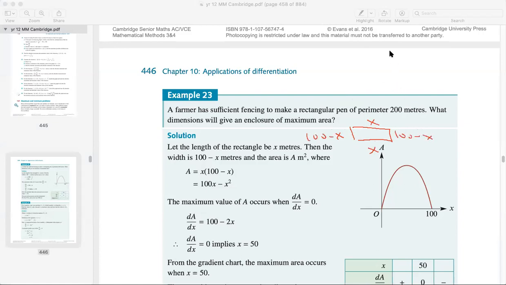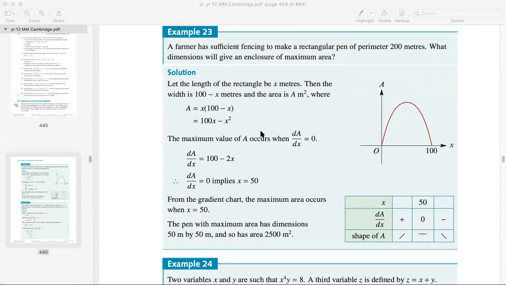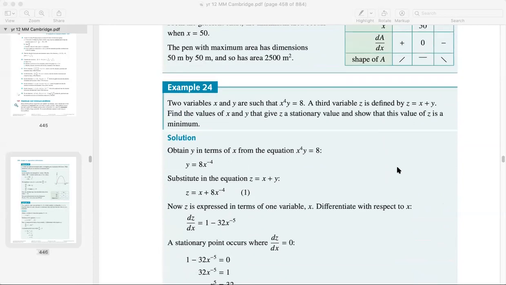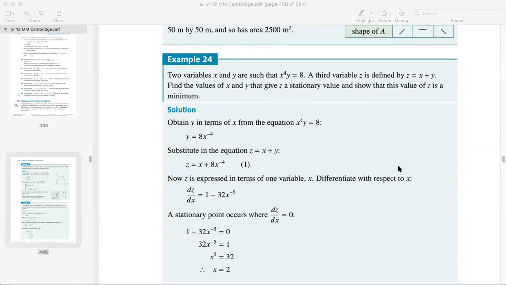Okay, and finally, the maximum value of A will occur where the derivative is zero, because our graph is going to look like a downward parabola, with leading coefficient just -1. So then exactly, we get x equals 50. So our maximum area will be 50 squared, which is 2,500.